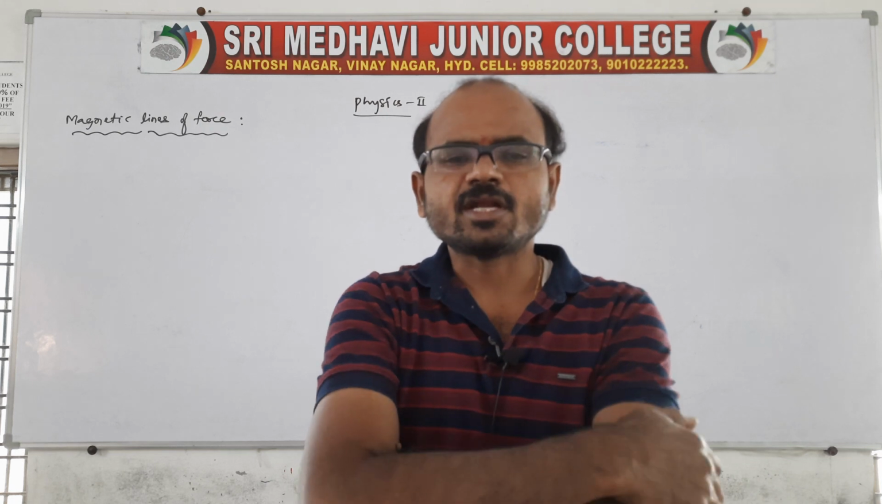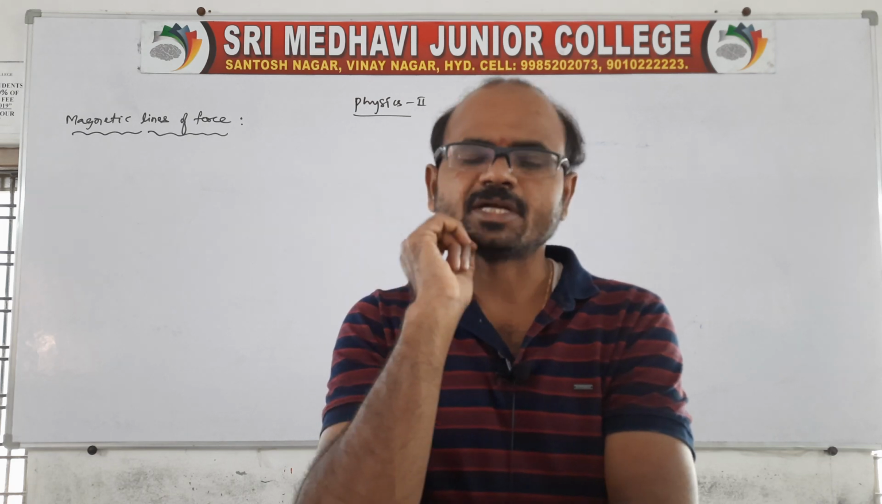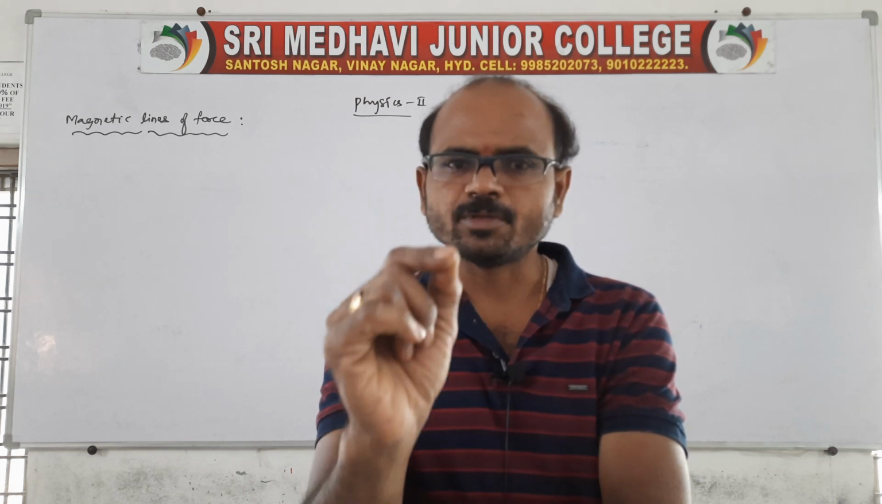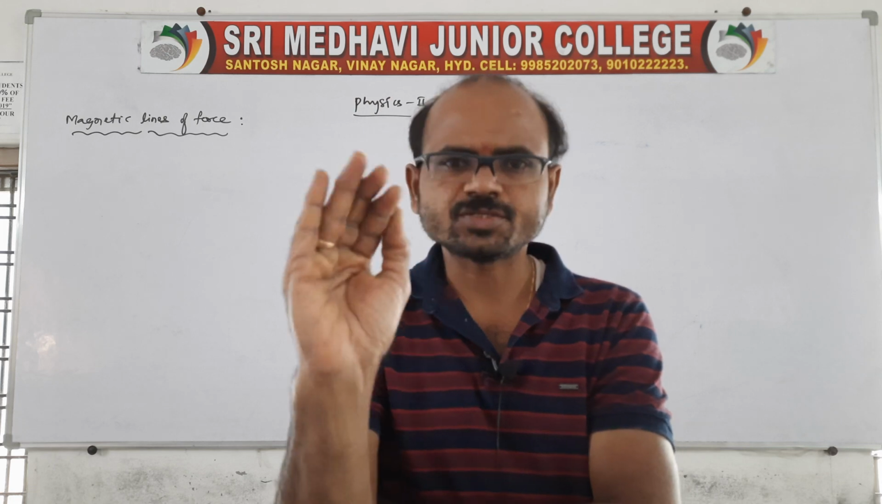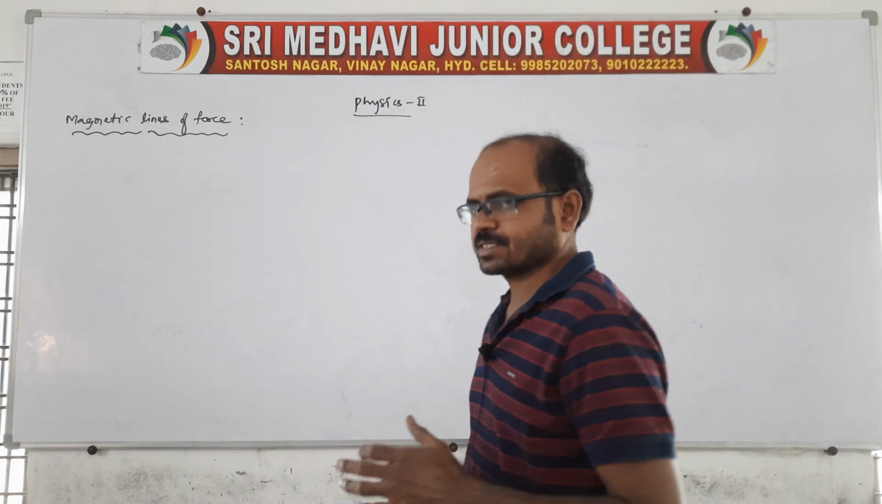In the previous class, we finished the topic related to the magnetic induction field, capital B. So the capital B is nothing but the force acting per unit pole strength. That is over. And here, let us move to the magnetic lines of force.